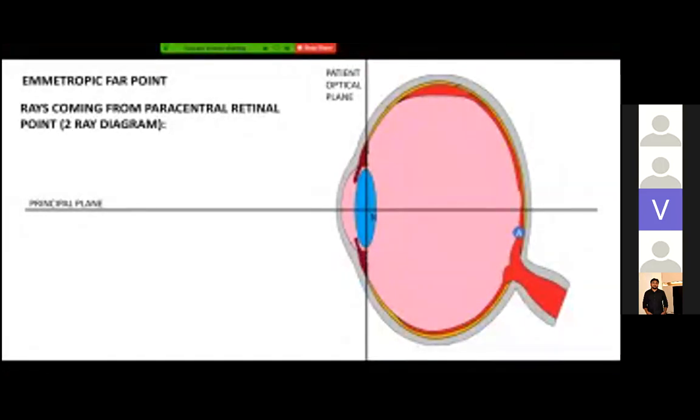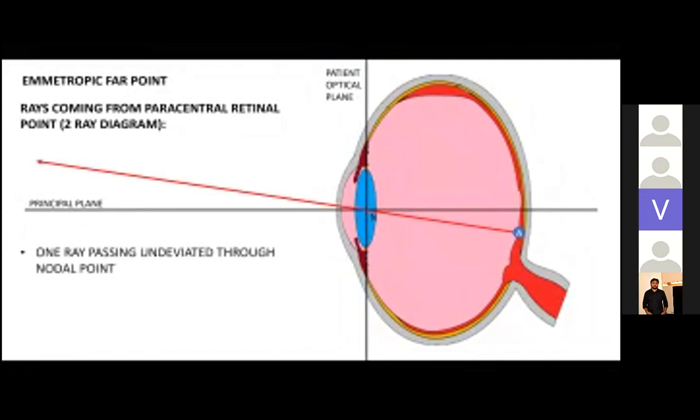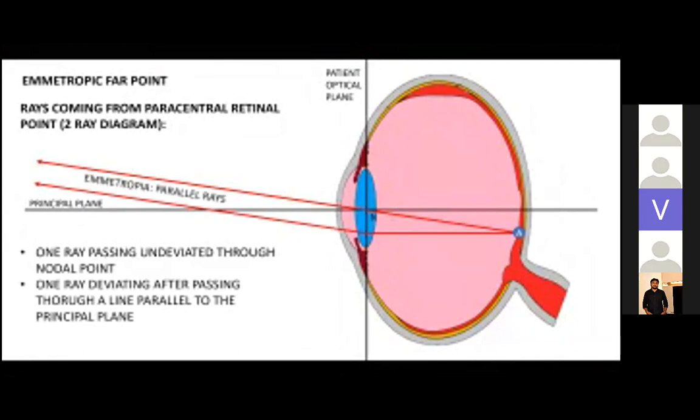Okay, so I'll continue. Now the rays coming from a paraxial retinal point, we do a two-ray diagram to understand these rays. The first ray comes from that paraxial retinal point, passing through the nodal point undeviated. And the second ray is parallel to the principal axis, undergoes refraction at the optical plane, and then comes out. So this is another way of showing how rays coming out from the retina come out. In an emmetropic eye, they come out parallel. And this sort of diagram is very important for understanding retinoscopy, as I'll show you later. So this is about emmetropia.